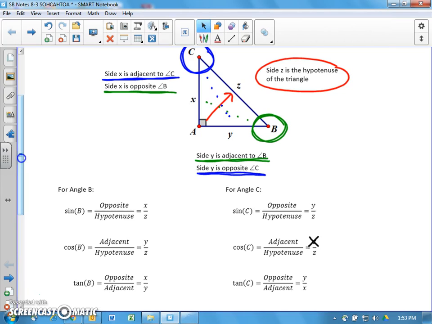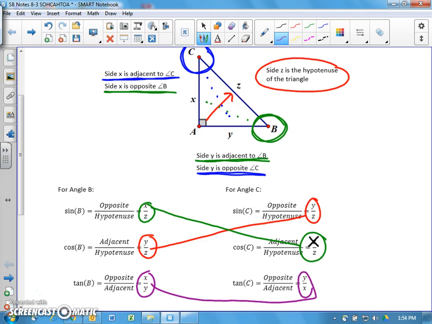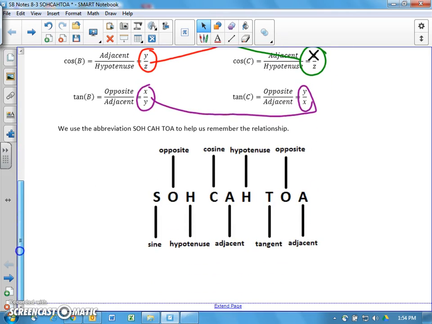Take a minute to look at this. And if you notice, I have Y over Z here and Y over Z here. So the sine for one angle is the same as the cosine for its complement because we're dealing with the right triangle. We have the same situation here, X over Z and X over Z. Now look at your tangent. If we look at these relationships, I'm hoping that you notice that they're just reciprocals of each other. That can help you a lot later.